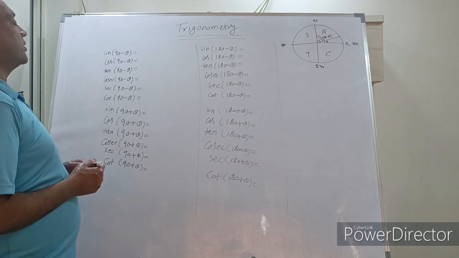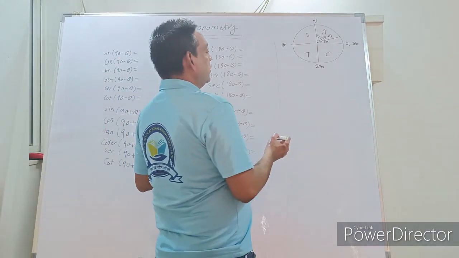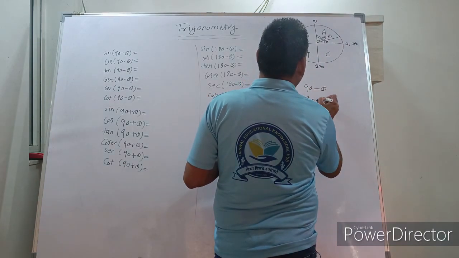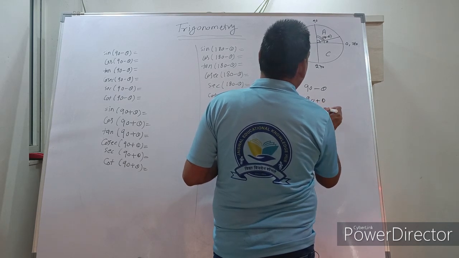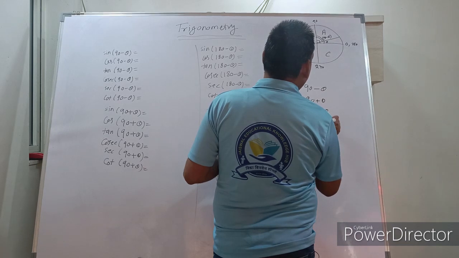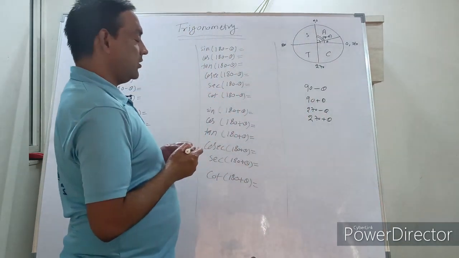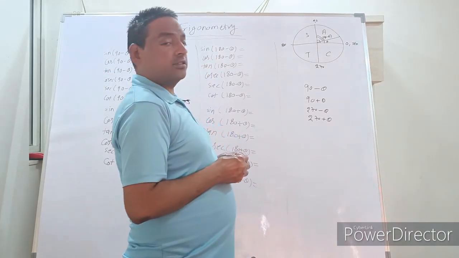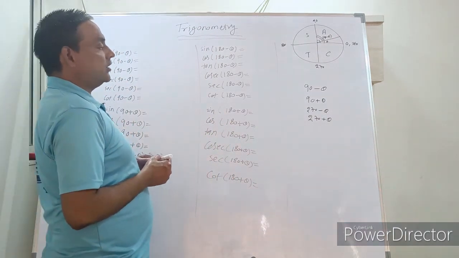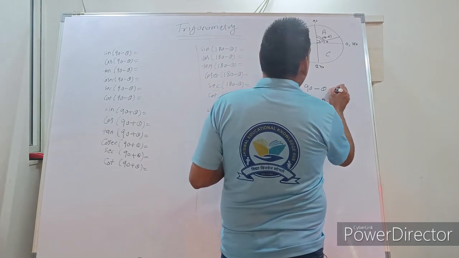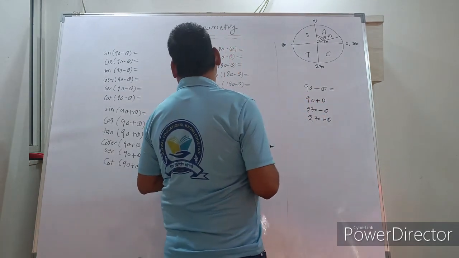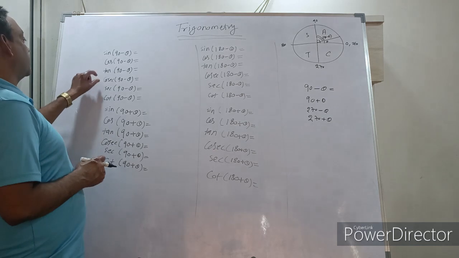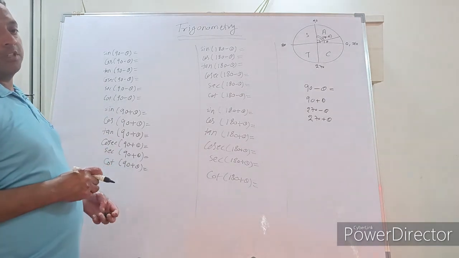Now here one more thing you have to remember: whenever we compare with 90 minus theta, 90 plus theta, 270 minus theta, or 270 plus theta, the sign sometimes changes, and every time sine becomes cos, cos becomes sine, tan becomes cot, cosec becomes sec, sec becomes cosec, and cot becomes tan.